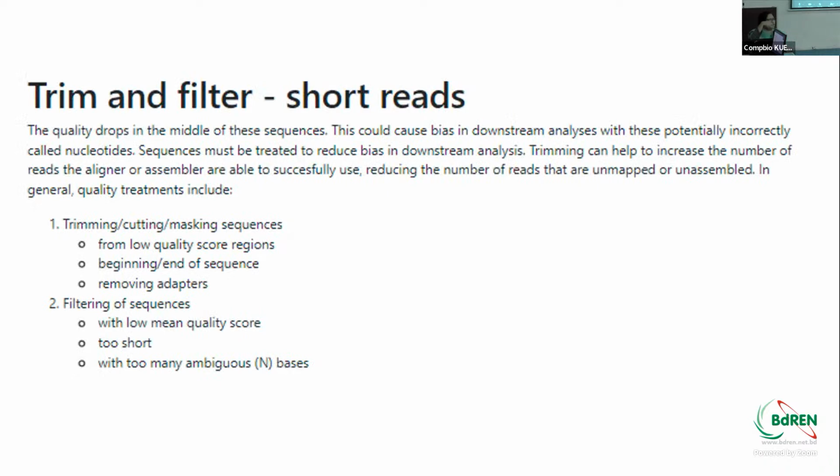Okay, so when we do the first QC hands-on, we will understand it more, I think. Then we need to go for trimming and filtering the short reads. Trimming means cutting or masking the sequence from low quality score regions, at the beginning or end of the sequence. Then removing the adapters and filtering with low mean quality score. Say I can give a threshold of 30 or 35, so whatever reads have a quality score below 30, we can omit.